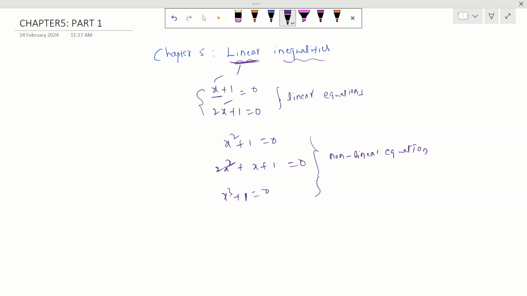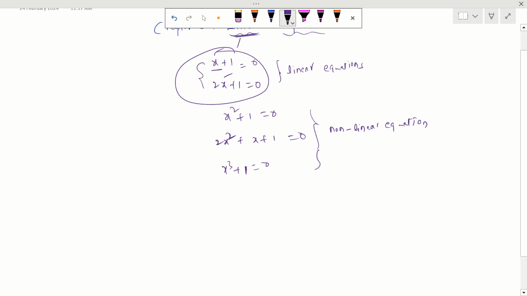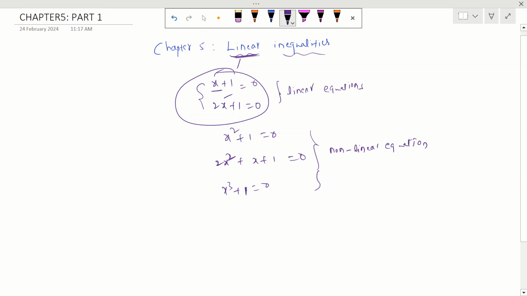Linear equations means this type of equations, and inequalities means what? You know, suppose I am writing here 8 and 6. Among these two, which is the greater number? 8 is the greater number, right? So this symbol is the greater than symbol. 8 is greater than 6.